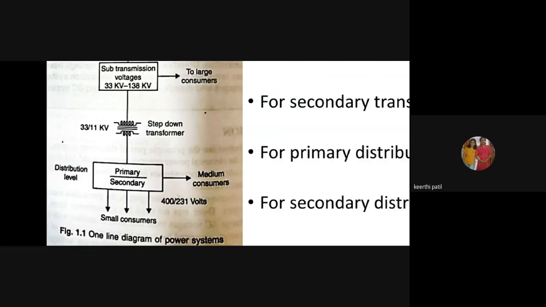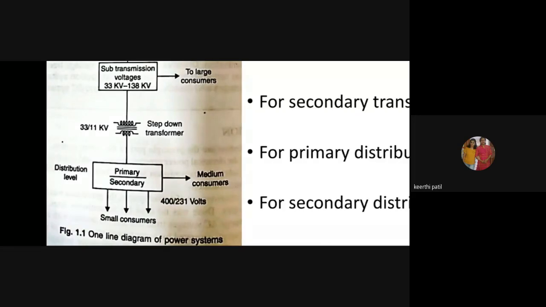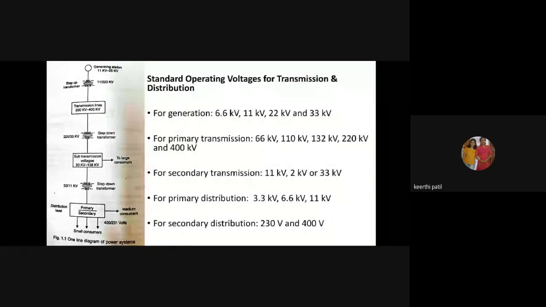So this is the single line diagram of the power transmission and distribution system. Very important. This is important for the finals, for the exams also, because it is a very standard question and the first question that occurs in your exam paper: draw the single line diagram and mention the standard voltages. So these are the standard operating voltages of transmission and distribution.